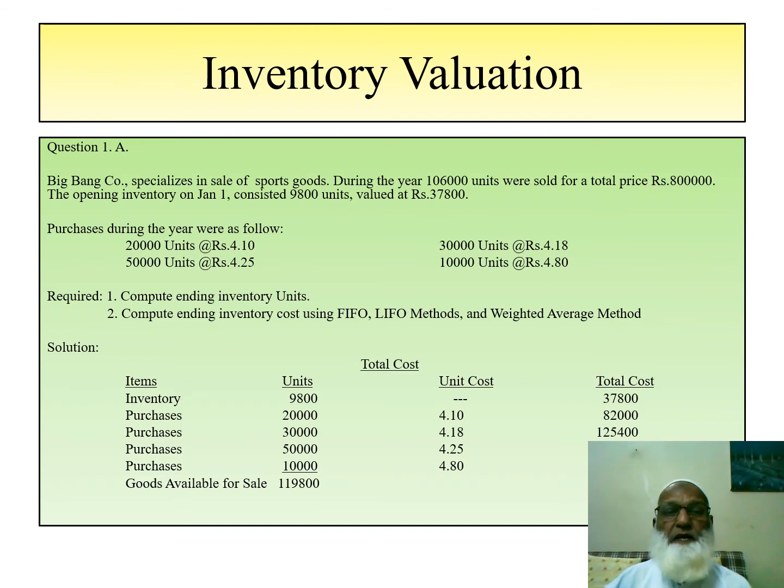First question is, Big Bang Company specializes in the sale of sports goods. During the year 106,000 units were sold for a total price of 800,000. The opening inventory on January 1 consisted of 9,800 units valued at 37,800. Purchases during the year are given over here. At different occasions these purchases were done, and the per unit cost is also given.